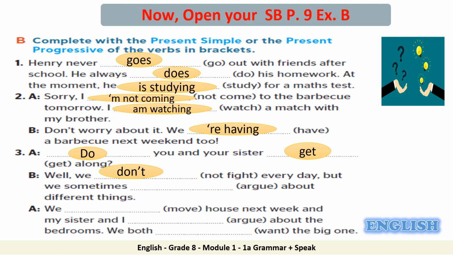But we sometimes argue. Last one, we move house next week. Future plan, we are moving. Sometimes my sister and I, so we say argue. But here, next week, so we are arguing. It's future. Last one, we both want, of course. Excellent.